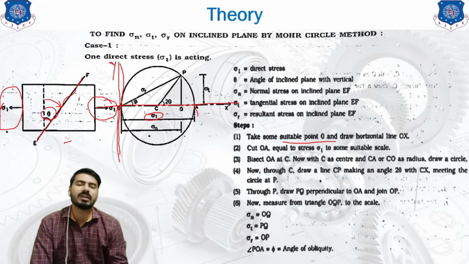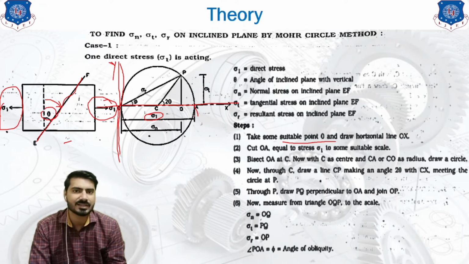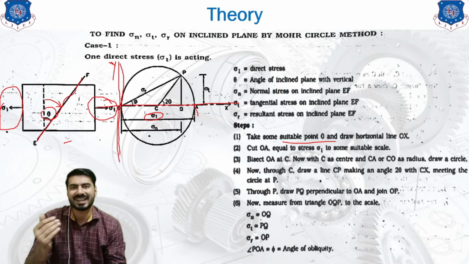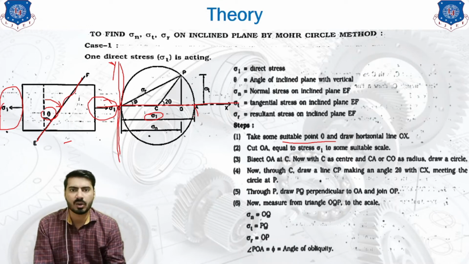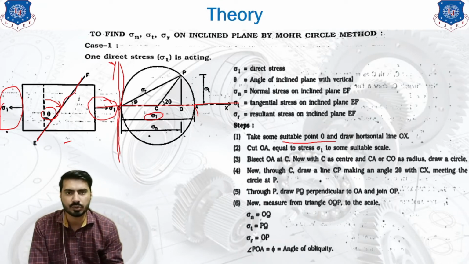As you can see over here, we have represented sigma 1 by using a suitable scale at point A. Let's say sigma 1 is 10 Newton per mm square. We will take the scale according to our adjustment possible, like 1 centimeter equals 10 Newton per mm square, or 10 centimeter equals 10 Newton per mm square, according to our requirement. Let's say we have taken 1 centimeter equals 10 Newton per mm square. So we will measure 1 centimeter from the O point and at 1 centimeter we will plot point A. Now this point A will represent the value of sigma 1.